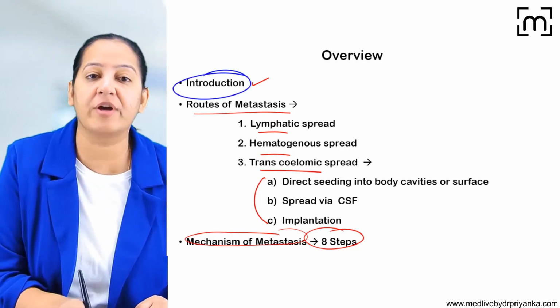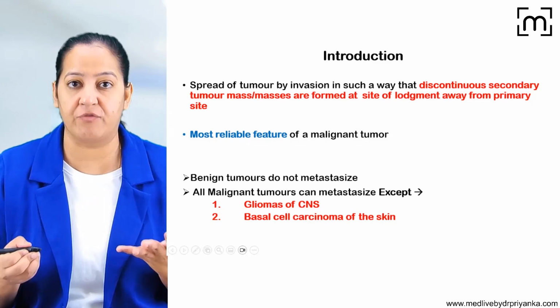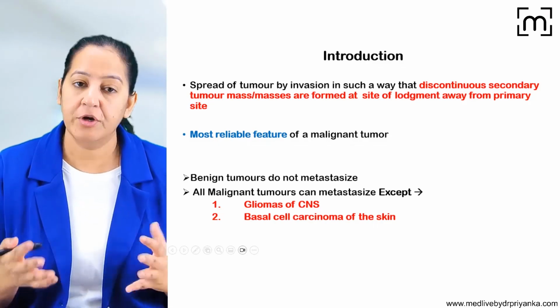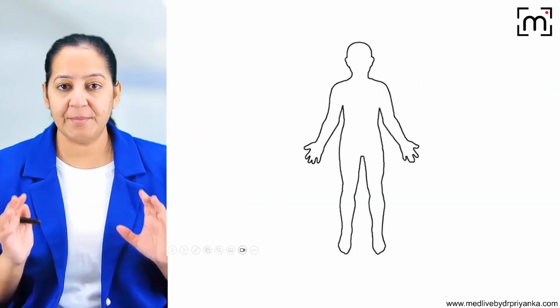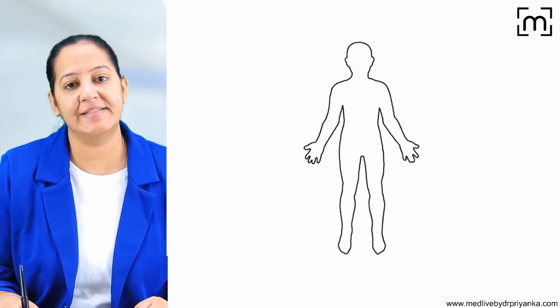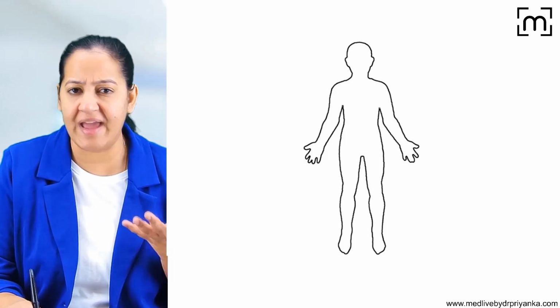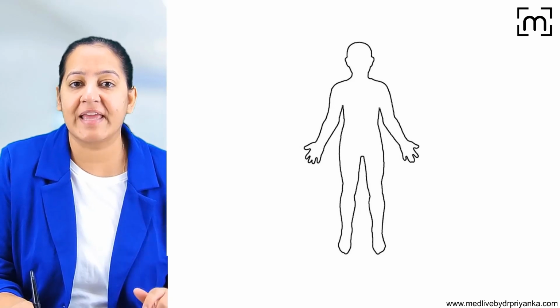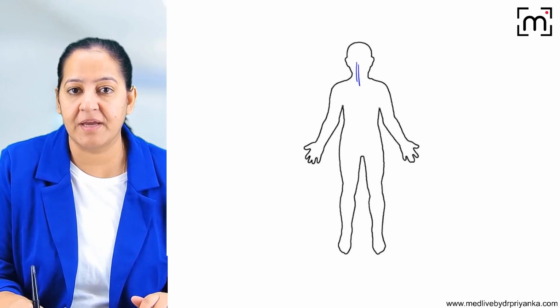Let me tell you the introduction of spread of tumors. What do you mean by spread of tumors? What do you mean by metastasis? Now, to understand the metastasis, you can see this is a line diagram of a human body. Let's say this person is having the cancer of the stomach. So let me draw the stomach here.